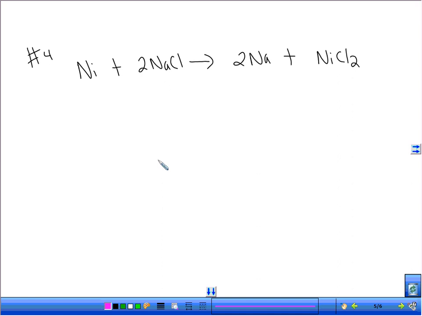Number 4. If we look at our activity series, nickel is lower on the totem pole than sodium, so this reaction is not going to take place. Even though I can write it, it really is what we call a no reaction. Nickel doesn't have enough activity to kick out the sodium, so it's not going to happen. Sodium's liking the fact that he's an ion.